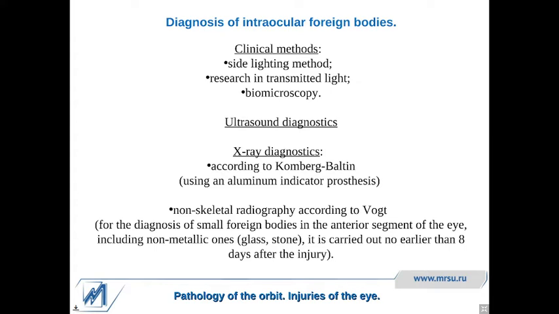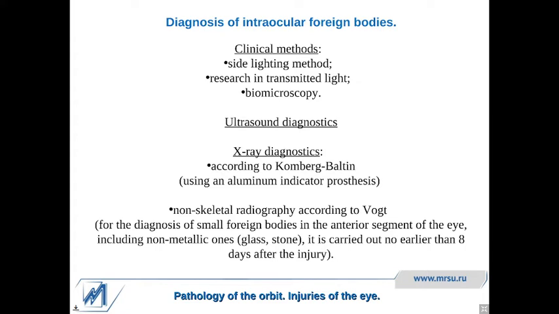What clinical or other diagnostic methods can we use during the examination of traumatic patients? What do we need to do to diagnose intraocular foreign bodies? Firstly, there are clinical methods: the side lighting method, the lateral lighting method, and research in transmitted light, when we put a beam of light inside the eye through the pupil. Also biomicroscopy using a slit lamp. Also, we need to use ultrasound diagnostics.